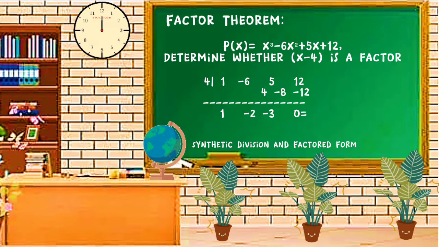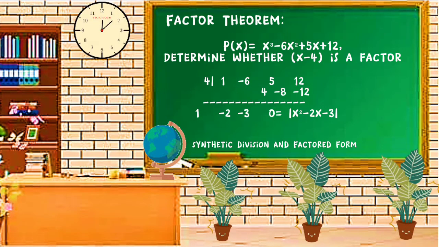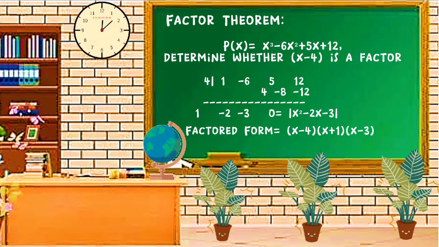But now, let us look for the newly formed polynomial, which is x squared minus 2x minus 3. But we will factor this first. The factored form is x plus 1 times x minus 3.